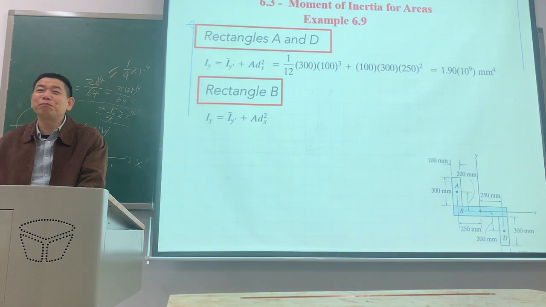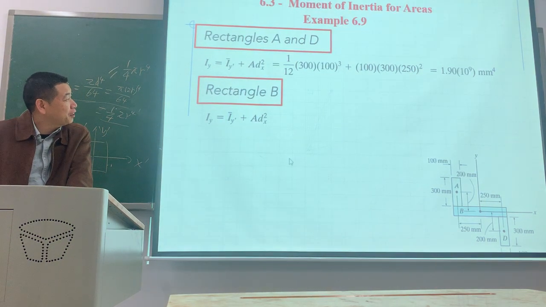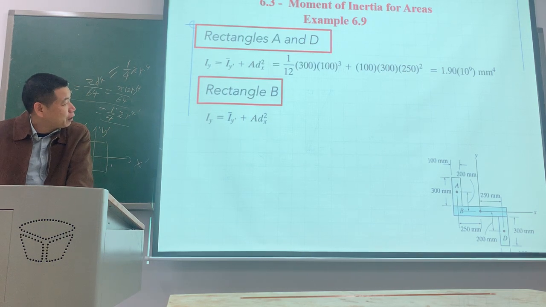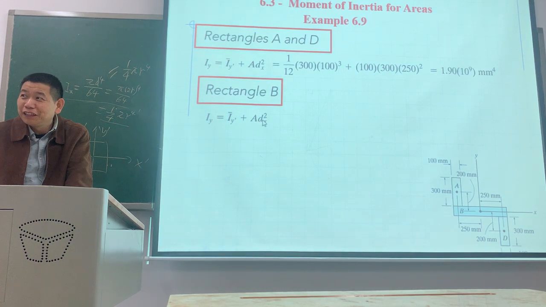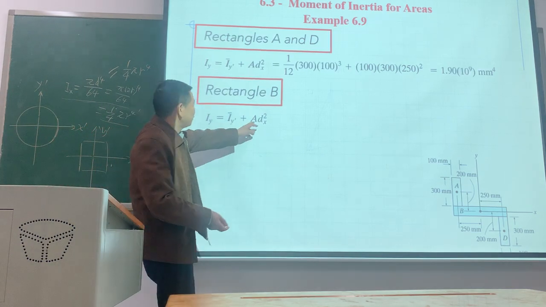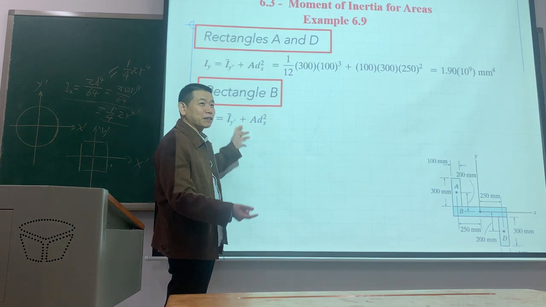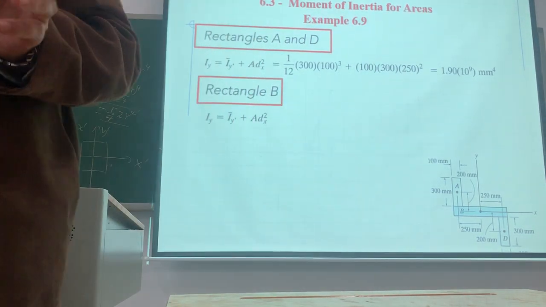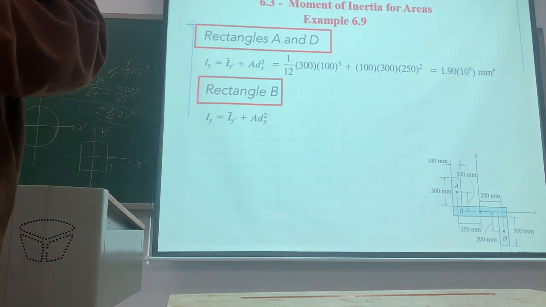So for the rectangle B, how much is dx? It is 0. How much is the moment of inertia? Can you write it out?